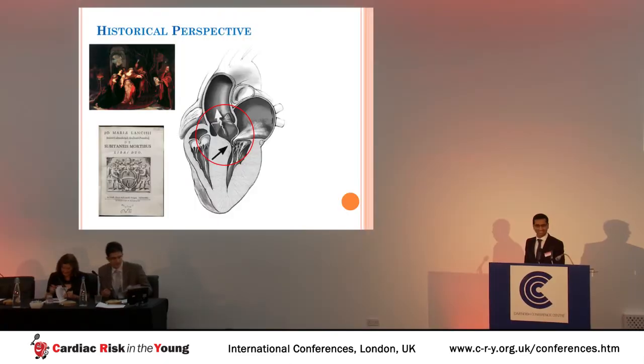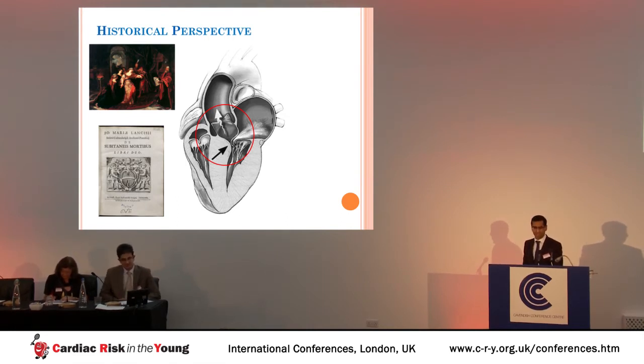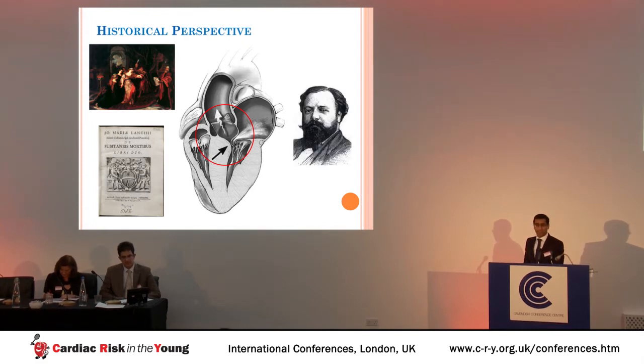This man, Lancisi, published a book in 1705, where again he made a correlation between an enlarged heart and sudden death. However, it's not until about 1869 that this Frenchman, Henri Louville, gave the earliest descriptions of the condition in the Paris Gazette.